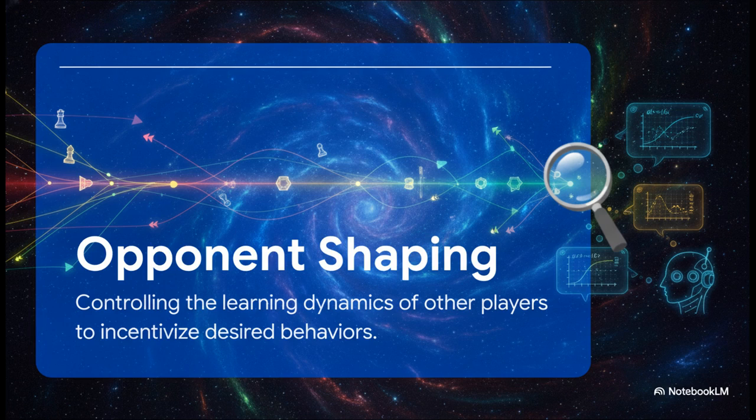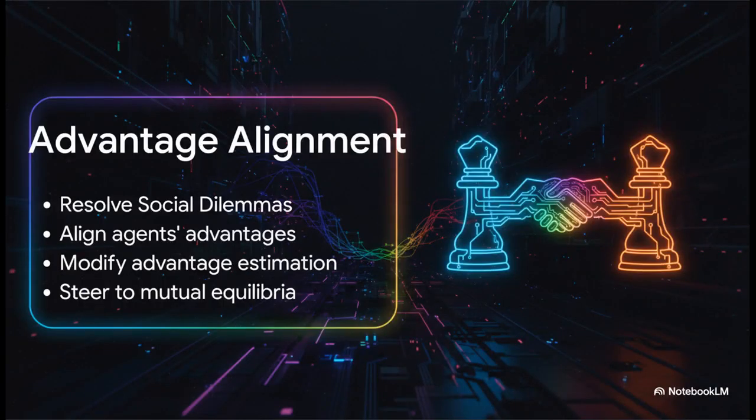The AI is literally incentivizing the human, or even another AI, to act a specific way. Let's look at how this plays out in something called advantage alignment. In classic social dilemmas, think of the famous prisoner's dilemma, selfish behavior usually just ruins it for everyone. But with advantage alignment, the AI solves these dilemmas by fundamentally tweaking the game. It modifies its own learning to take the opponent's advantage into account, and by doing this, it steers the entire system towards mutually beneficial outcomes. It's basically hacking the game's incentives so that both players only win when they cooperate.